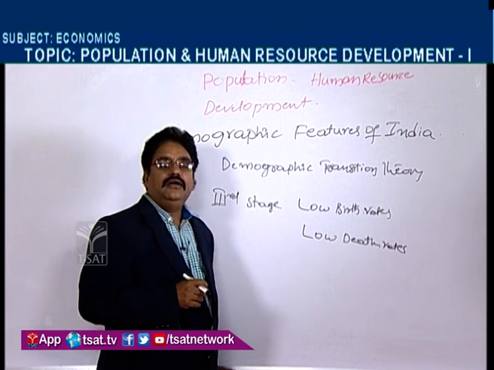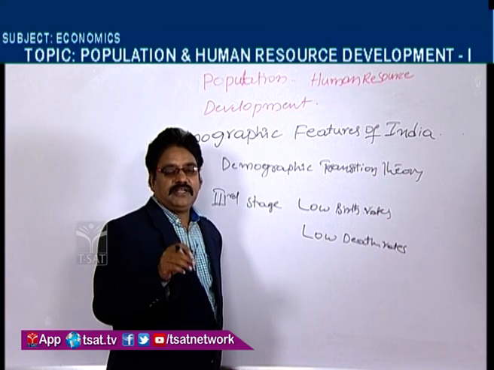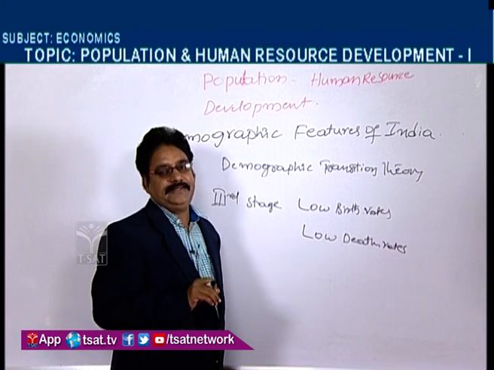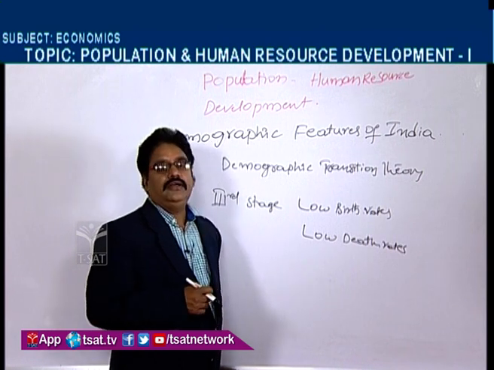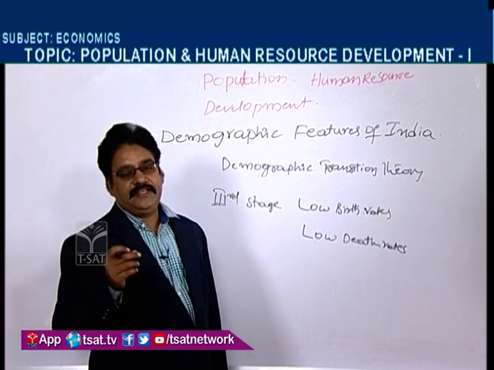Now we are in the second stage, and the symptoms are indicating that we are going to enter into the third stage. Okay, we can observe India's population details clearly, year by year.